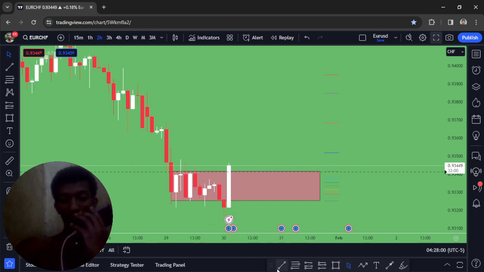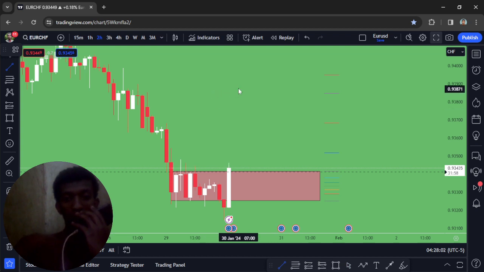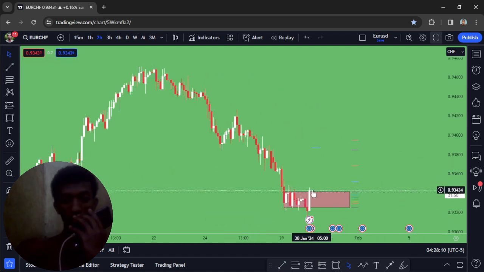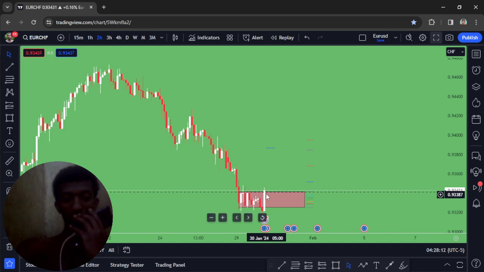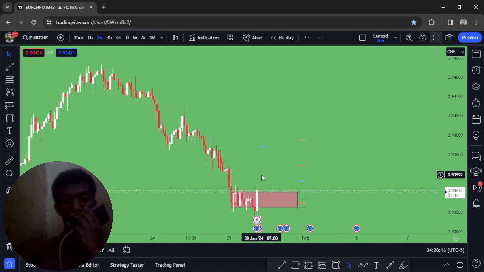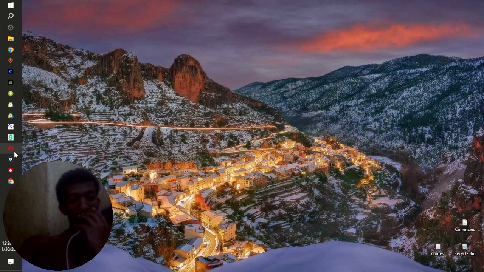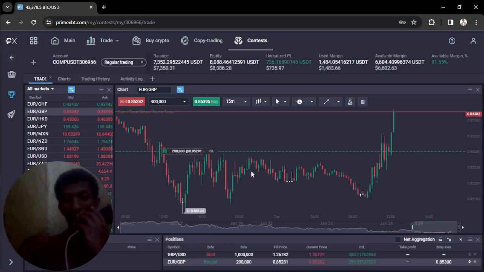Let's put the horizontal line right there. Okay, this is it. Yes, as you can see, it is making a wick. It is showing us there is a wick right there. That's what we want, right? So for the time being, I am in profit.